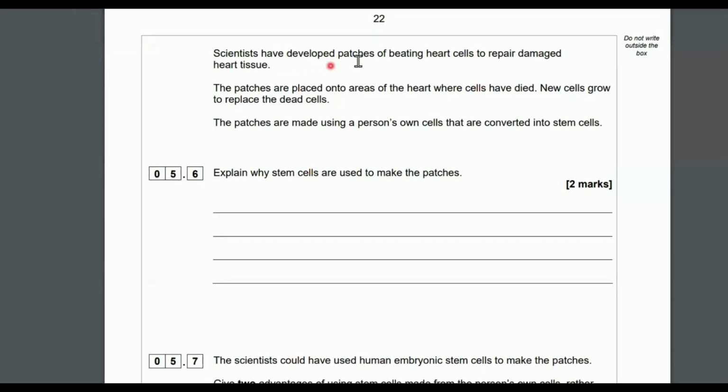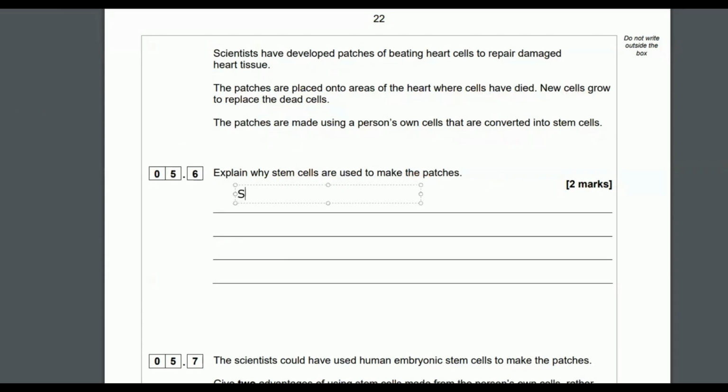Okay, scientists have developed patches of beating heart cells to repair damaged heart tissue. The patches are placed on areas of the heart where the cells have died. New cells grow to replace the dead cells. The patches are made using a person's own cells that are converted into stem cells. Explain why stem cells are used to make the patches.